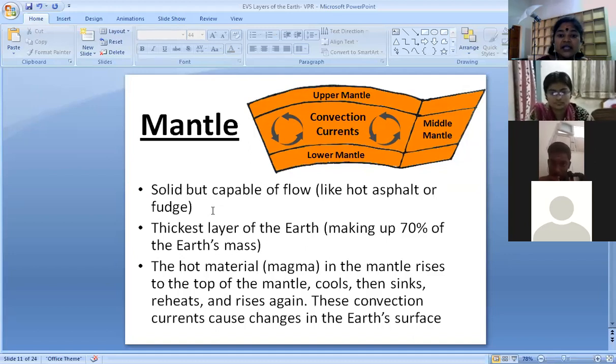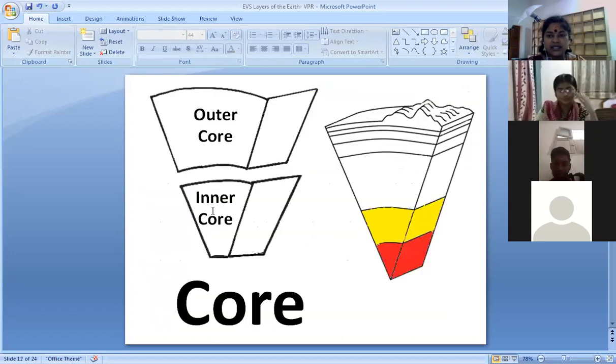And hot material, magma, in the mantle rises to the top of the mantle, it cools, then sinks, reheats, rises again. It cools, heats, and has to be heated again. Okay, then it rises like that. So there is a constant change, the convection current, according to the changes in the earth's surface. How the climate varies like that. Here, the convection currents cause changes in the earth's surface also. Then the third layer is core, and core is also subdivided into two parts, outer core and inner core.